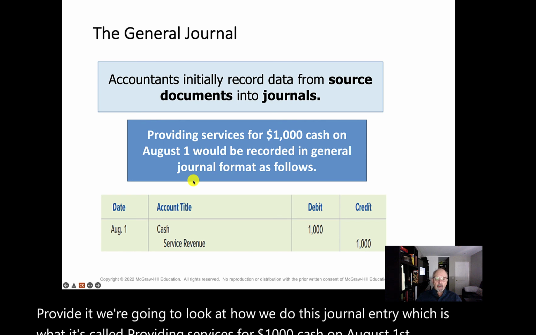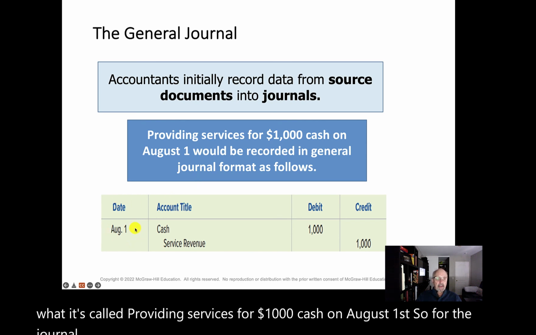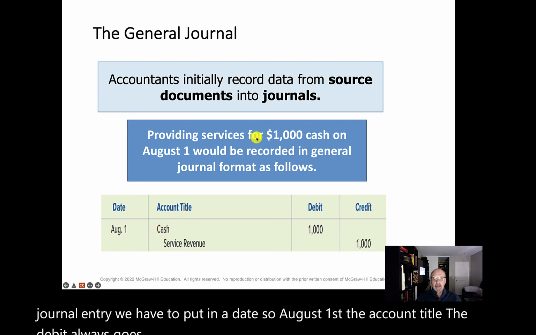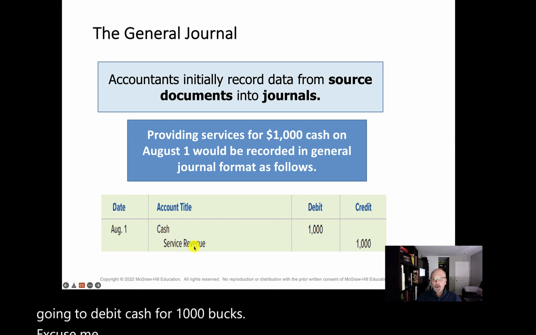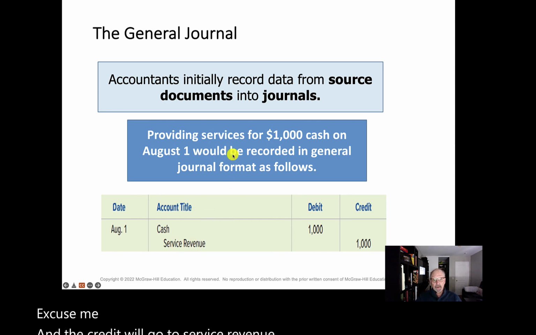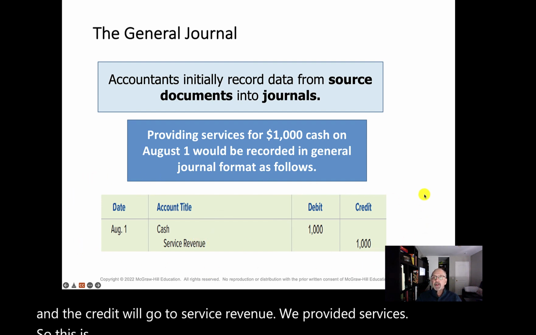So for the journal entry, we have to put in a date, so August 1st. The account title, the debit always goes first. The debit here is cash because we got paid. So we're going to debit cash for $1,000. And the credit will go to service revenue. We provided services. So this is a journal entry. This is the way we record the transactions.